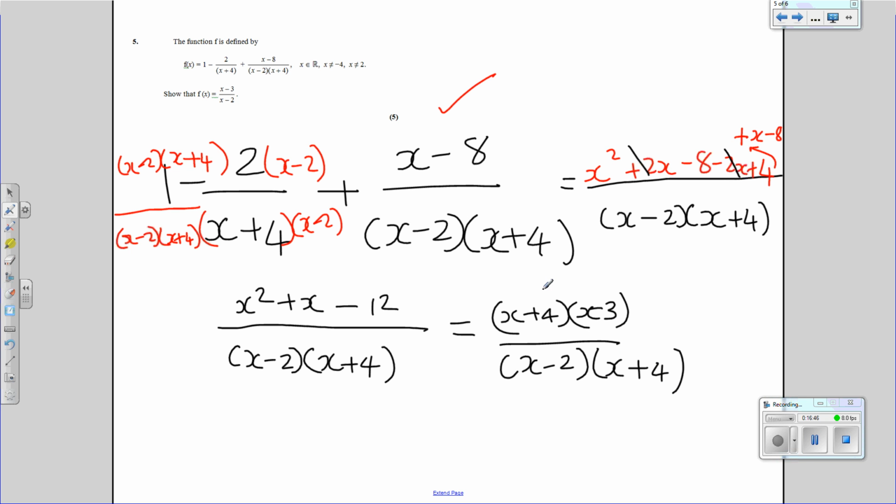And then the bits that cancel out is this, and I'm just going to rewrite it as x minus 3 over x minus 2. So there's 5 marks there. I think where people, like I say, lost marks was the signs again, and just not expressing this as 1 over the common denominator.